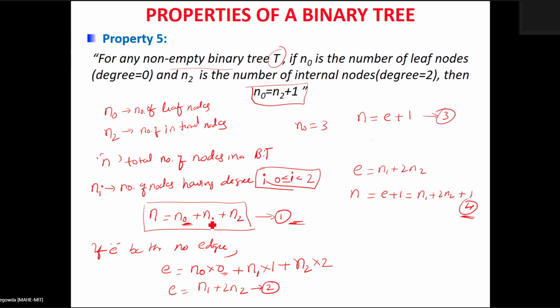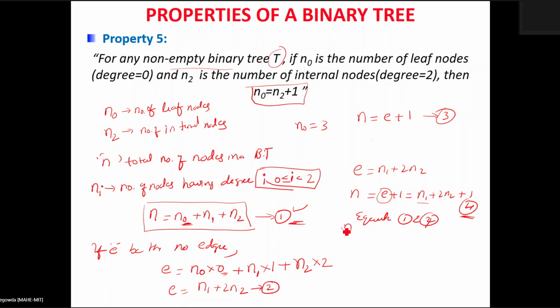The total number of nodes can also be calculated by adding the number of nodes with 0 children, the number of nodes with 1 child, and the number of nodes with 2 children. This calculation also gives the total number of nodes in a binary tree. And I can also calculate the total number of nodes by using the number of edges, so that this becomes n1 plus 2n2 plus 1. In both cases, equation 1 and equation 4 help me calculate the total number of nodes. So I equate 1 and 4.